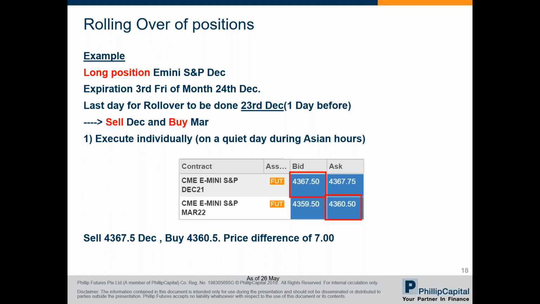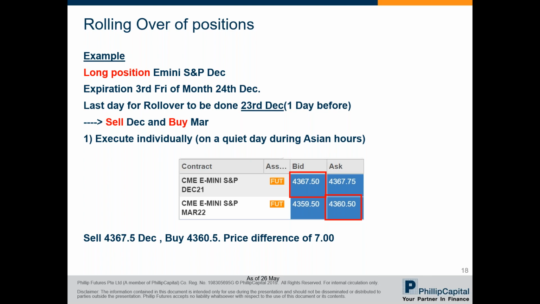It is advisable not to wait till the last day to do the rollover due to the diminishing liquidity, which will mean a wider spread. To roll over means you have to close out the December contract which you already own, which is sell the December contract, and then buy the March contract. As shown here, sell December, buy March.